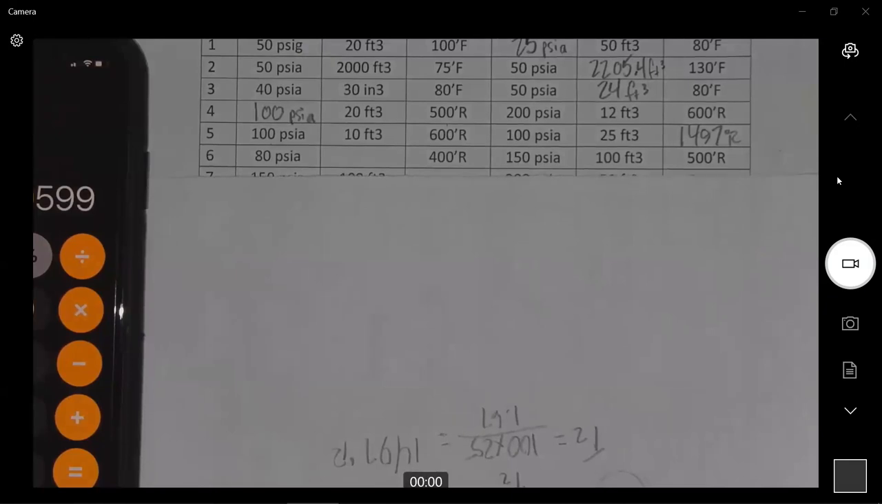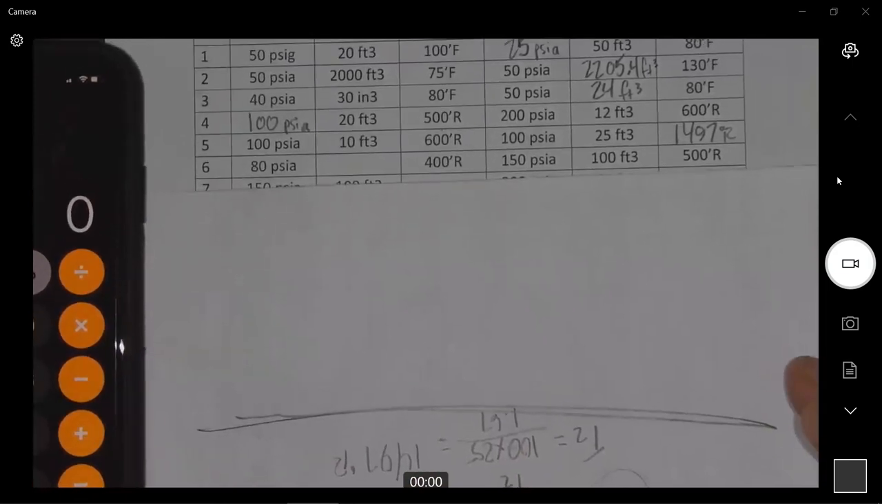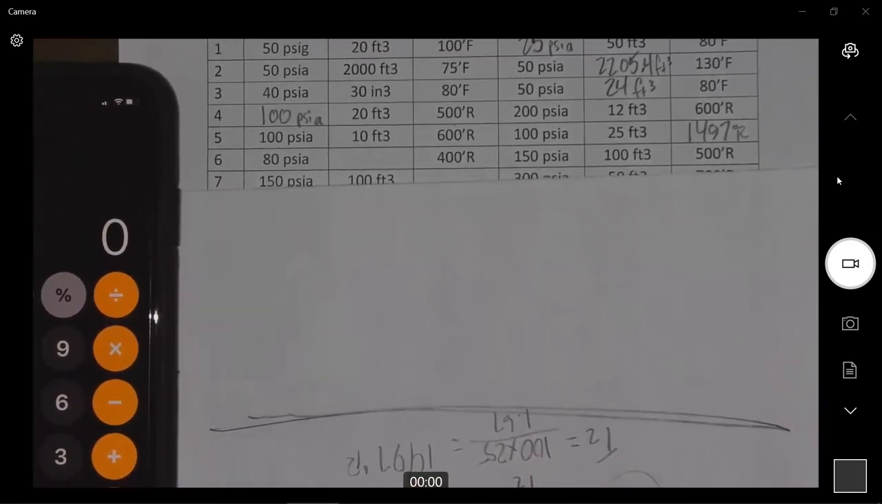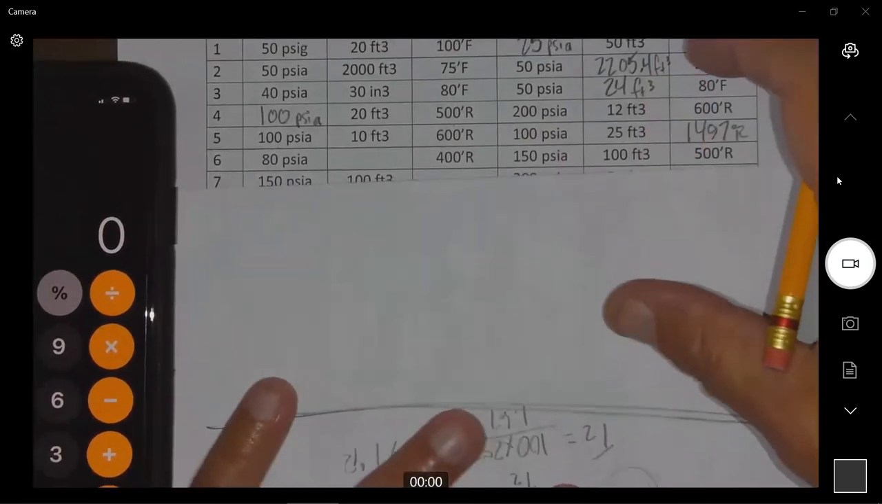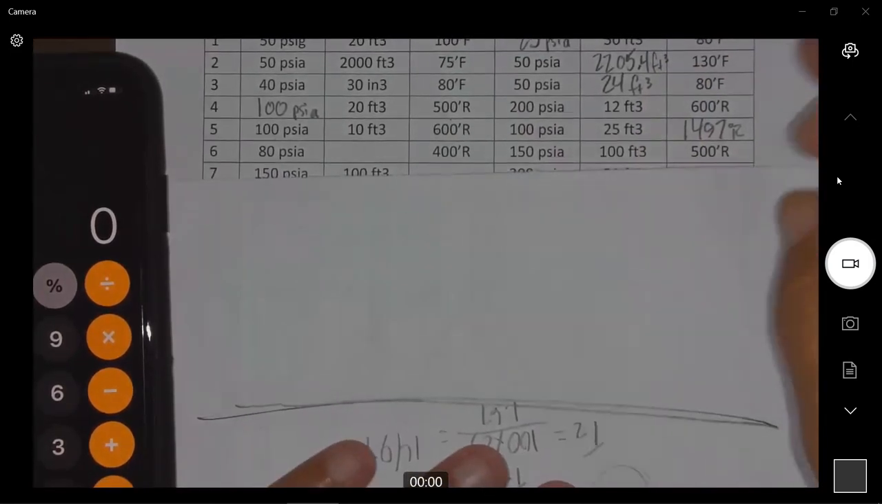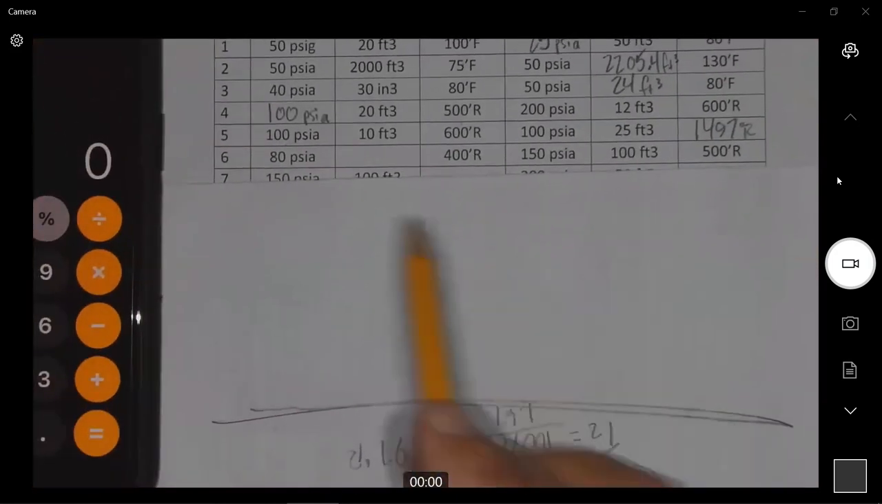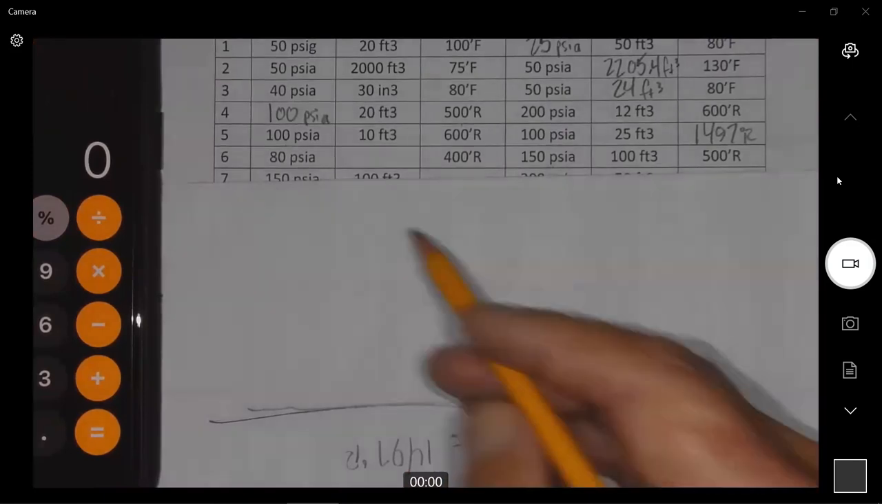Let's go here. Number 6. I'll clear my calculator. So anything I need to change? Looks like all the units are decent. We have 80, Rankine, PSIA, Rankine, everything's good. They can plug it in.